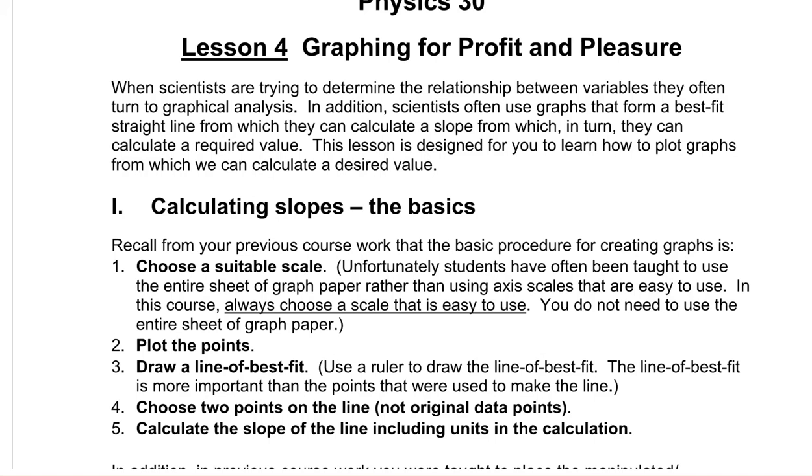Hey, Physics 30. So, on to lesson 4, graphing for profit and pleasure. This lesson is literally what scientists do to come up with a lot of the equations that we actually use. It's really taking a real world situation where scientists would be gathering data and then using that data to figure out some sort of variable or some sort of constant. So I'll show you what that means.